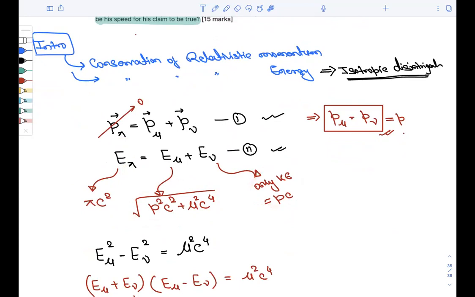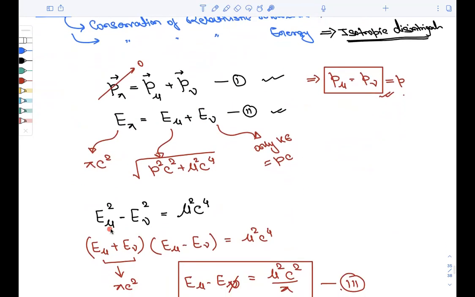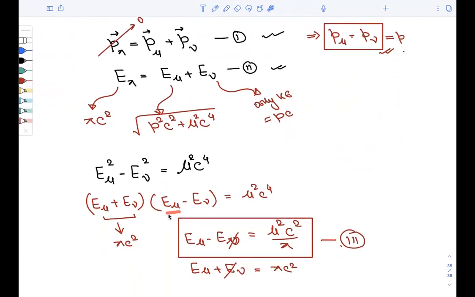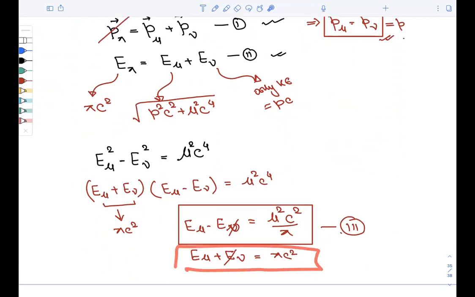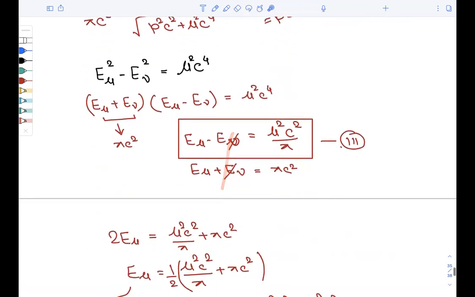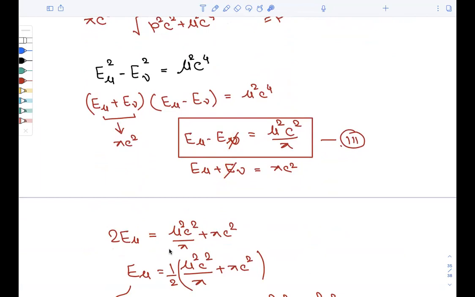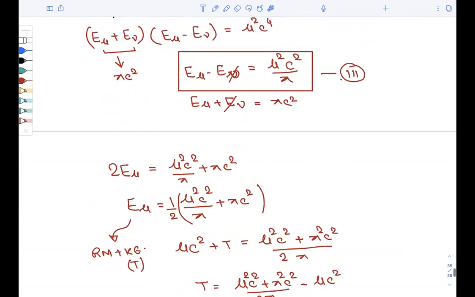Now, if you take E mu square minus E nu square, that means P square c square plus mu square c square minus P square c square, you will get mu square c square. A square minus B square, we know that, we write as A plus B, A minus B. So if you see here, E mu minus E nu becomes mu square c square upon pi, and E mu plus E nu we know goes to pi c square. If you add both of them, it will be 2 E mu, this term we will take to the other side, half of mu square c square upon pi, plus pi c square.